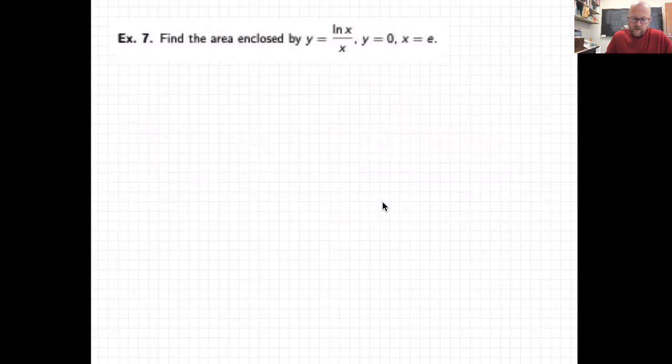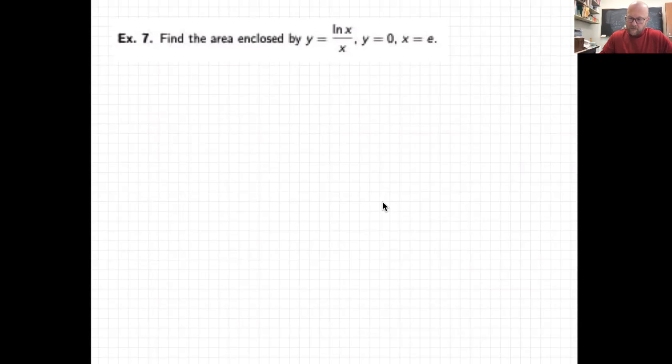And let's take a look at exercise 7. Again, you should pause these things and try them on your own, but there's no reason for me to put a pause in the video. All right, so this one here, we're looking at the area enclosed by these three things.